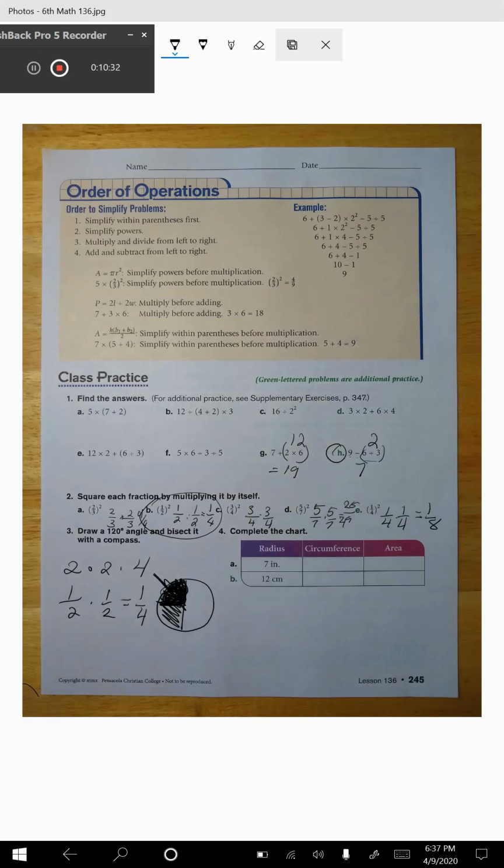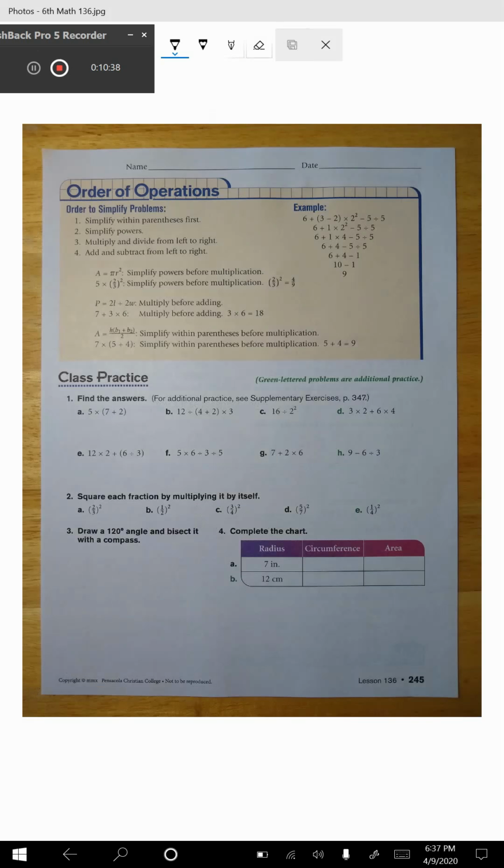Okay? Draw an angle and bisect it with a compass. I'll just quickly remind you what you're going to do. First of all, you're going to get your protractor out. Draw a straight line with your protractor. Set it on there and mark it at 120 degrees. I don't know if that is, but. And then, okay, so you're going to put your compass, put the pointy part, the metal part on your vertex.